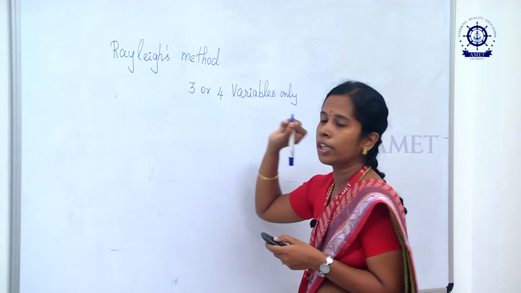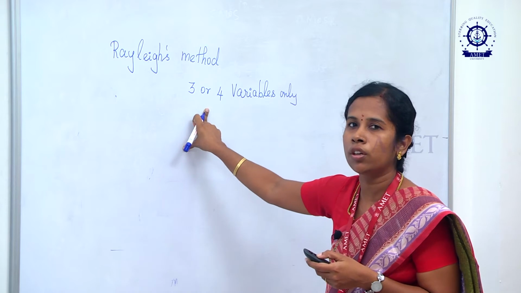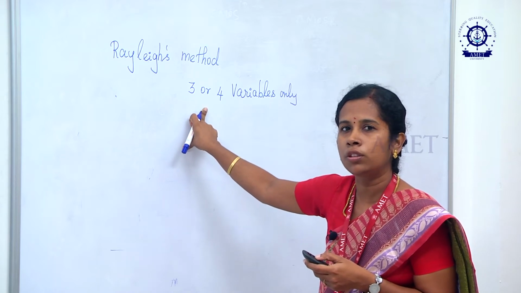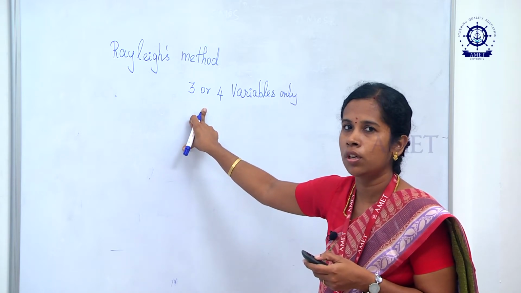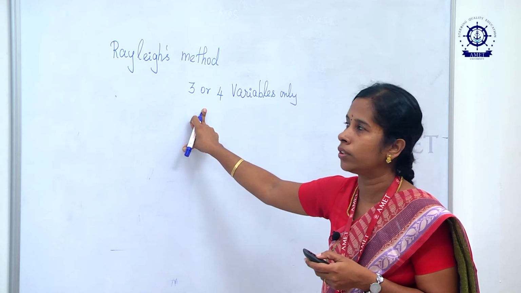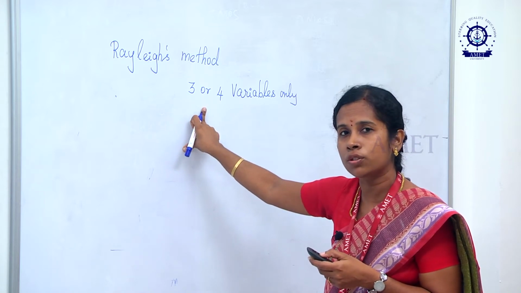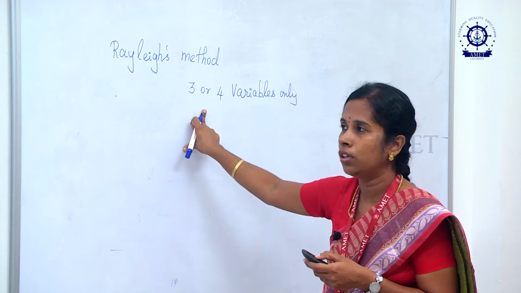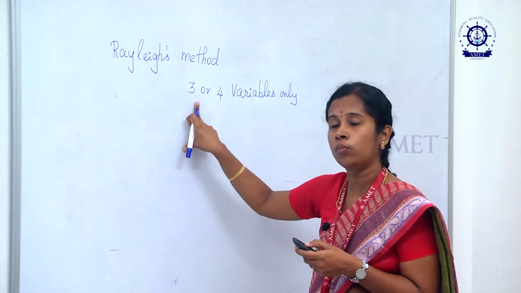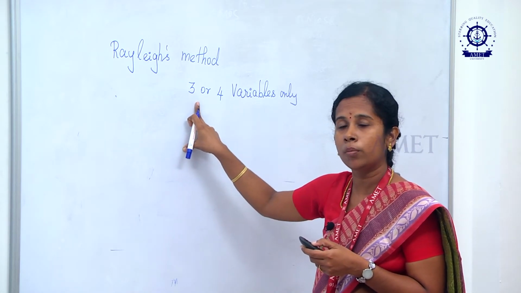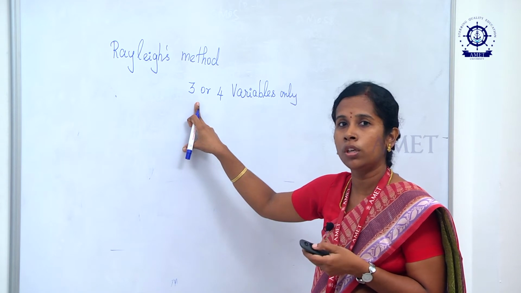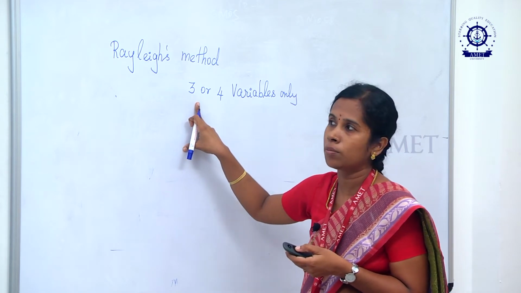When the number of variables becomes more than 3 or 4, it becomes difficult to solve the expression. So, you go for Buckingham's pi theorem. That is the disadvantage of Rayleigh's method. When you have more than 3 variables, the number of equations will become more, so you have to go for Buckingham's pi theorem.